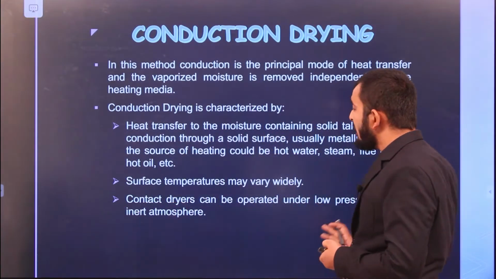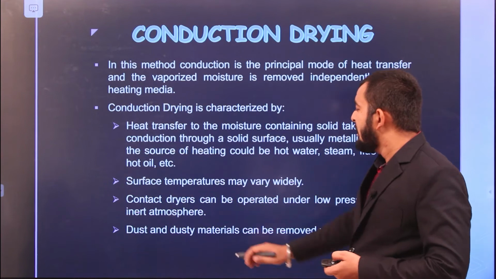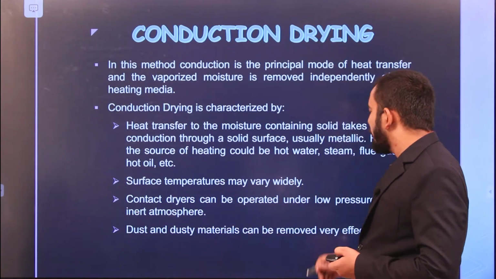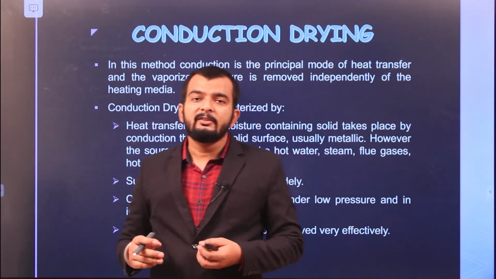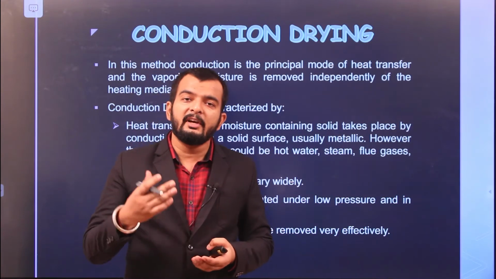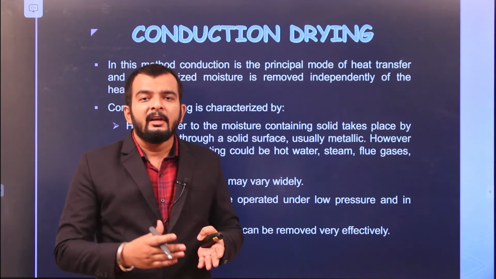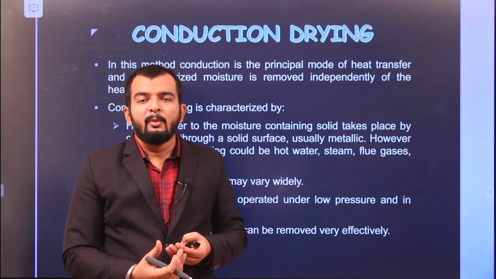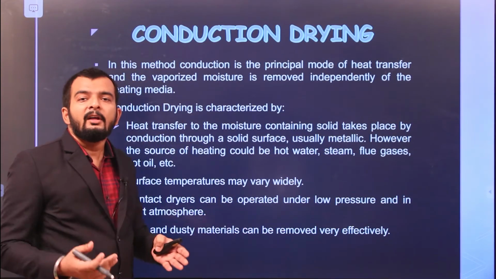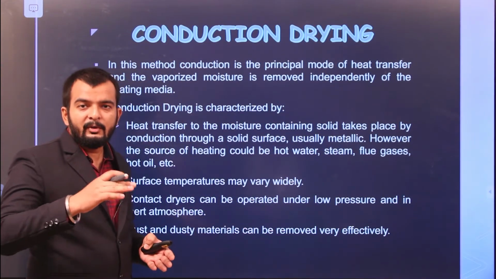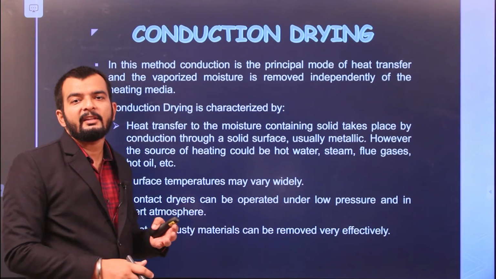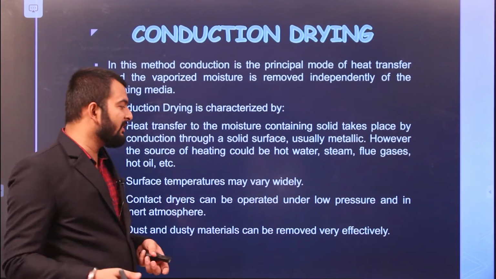Okay. Next characteristic we see is that dusty material can be removed effectively. That is, suppose when you are heating the surface, if moisture is present, the dust will cling to the grains. But when you are removing the moisture, the dust will remain on the surface of the metal, and that can be removed very easily.